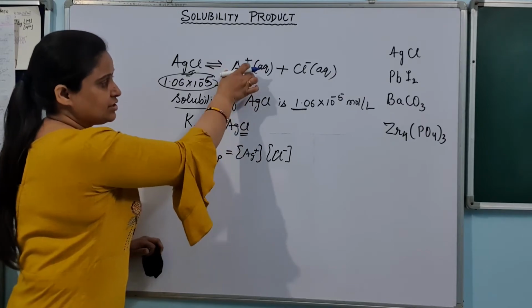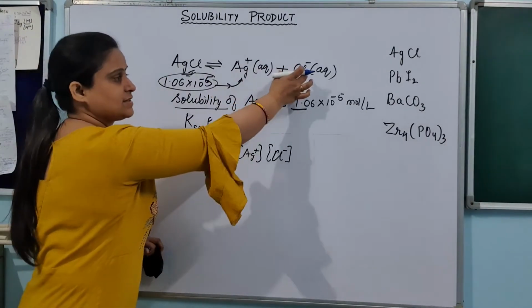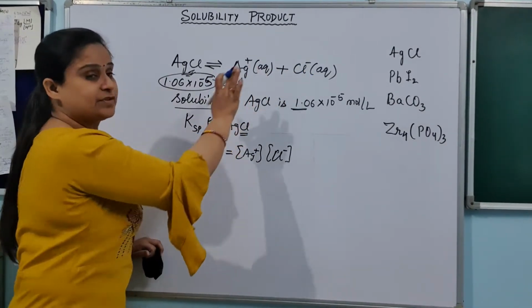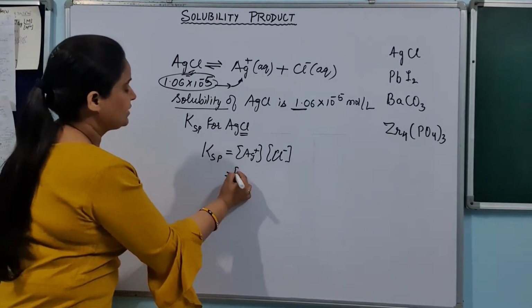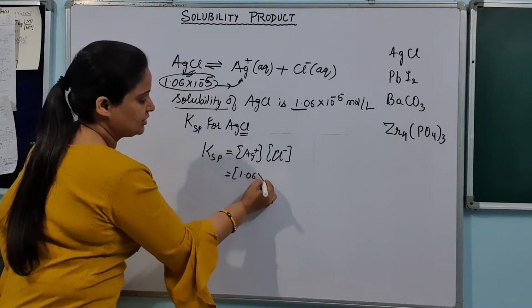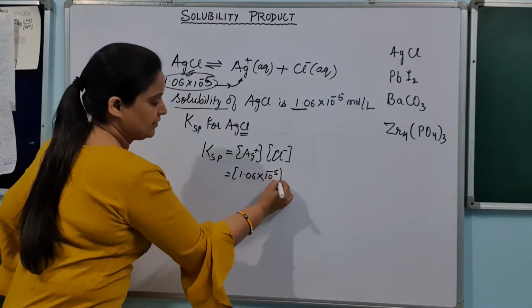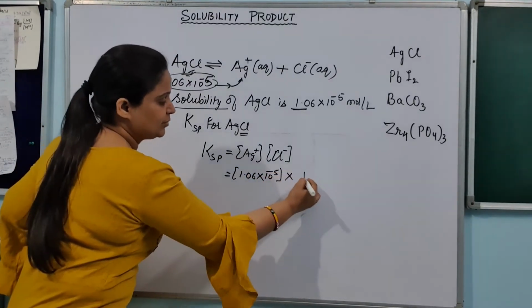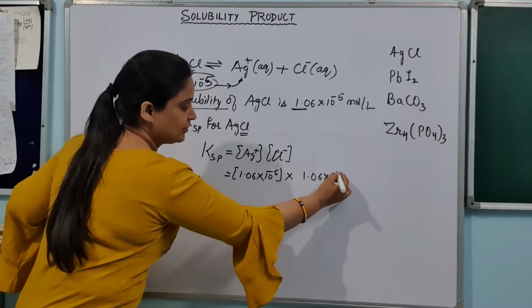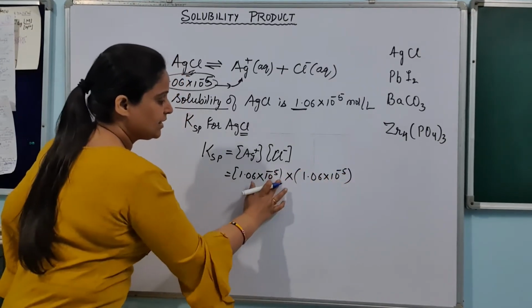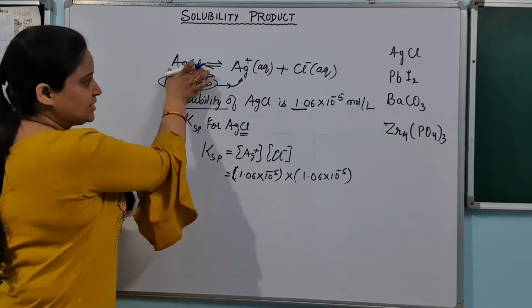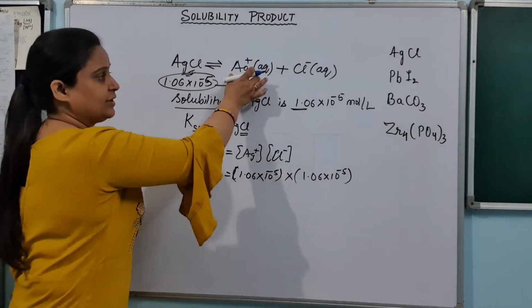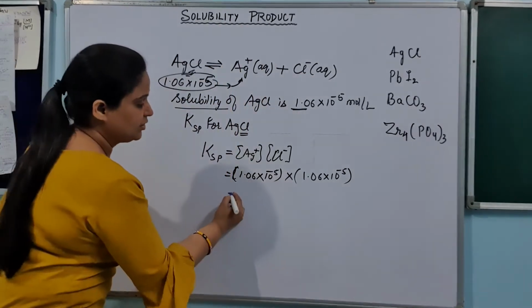So this is the concentration of silver ion, and the same will be the concentration of chloride, because their stoichiometric coefficient is 1. So what will be the concentration of silver ion? 1.06 into 10 raised to power minus 5, multiplied with 1.06 into 10 raised to power minus 5. They stay the same because 1 mole of this is breaking down to give 1 mole of this and 1 mole of this. So what will be the answer?